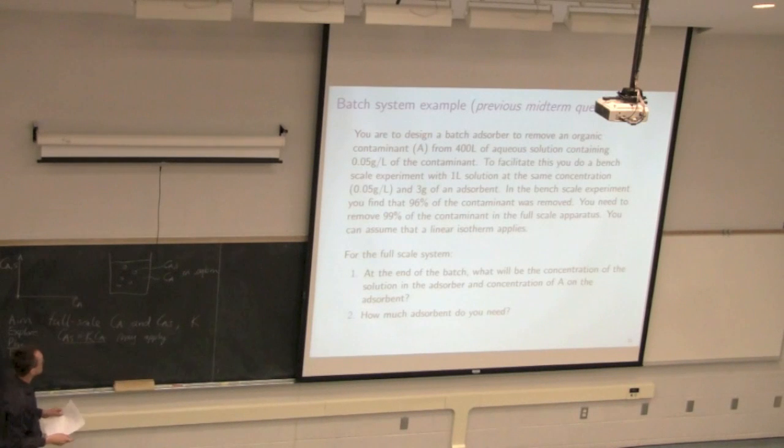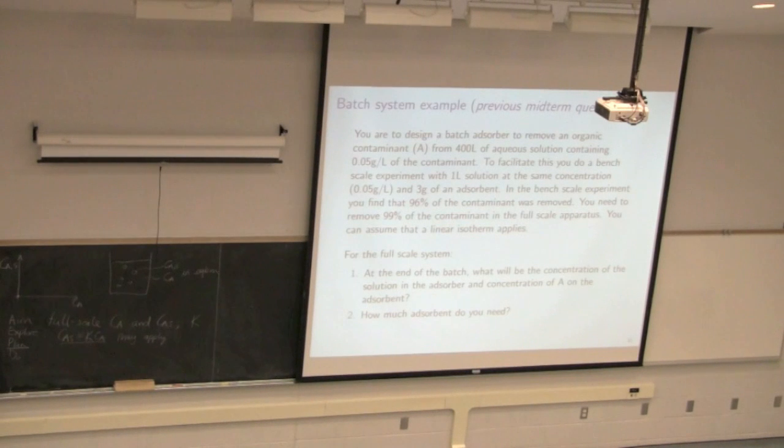But CA is not the concentration added. You add initial material, some of it's going to remain in solution, some of it's going to get adsorbed onto the surface. 96% of it is removed, and what's left is 4% of it. It's the 4%, and that's going to get you CA. So very important: CA is not what you add to the system initially. It's what's remaining behind in the fluid phase, and it's in equilibrium with CAS.